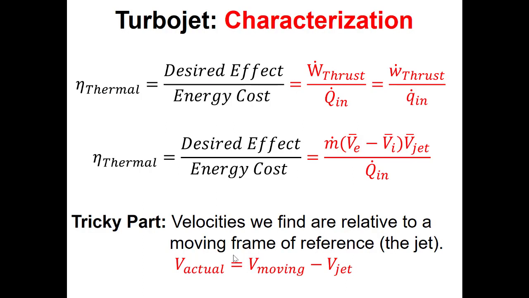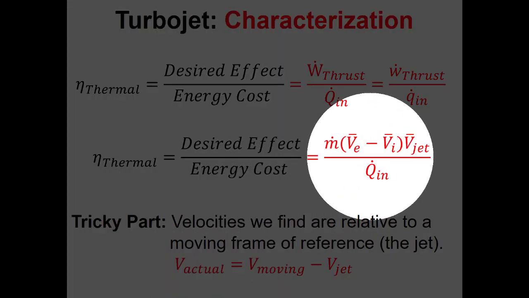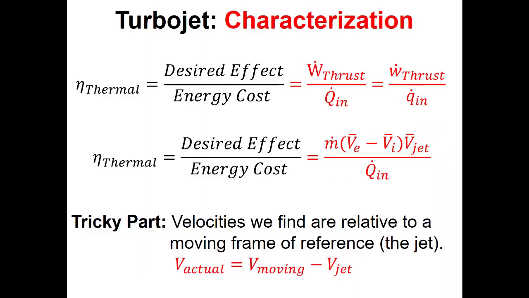So our turbojet characterization looks a little bit different than the characterization we use for other heat engines because our energy benefit here is thrust power. Even if we don't end up using this equation in this class, it's important to remember that the thrust is what we're trying to maximize. So it's the velocity at the exit of the jet that's the interesting part.